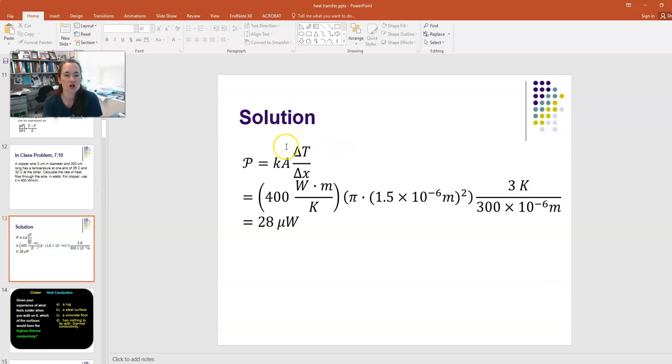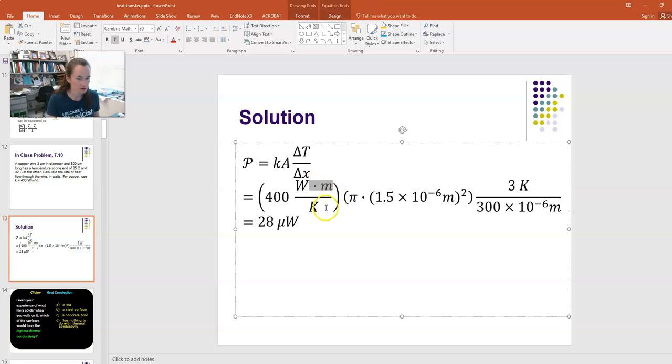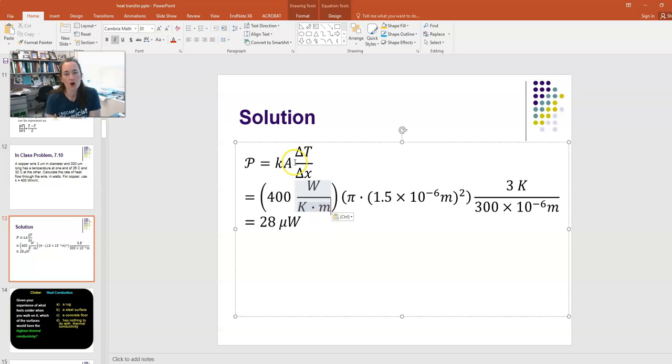Okay, so here's our equation. The power is equal to kA delta T over delta x. We're going to use that linear approximation. K here is 400 watts per Kelvin meter, right? And then the area would be the cross-sectional area. Now it's a wire that is 3 micrometers in diameter, so the cross-sectional area would be the area of a circle. That's pi r squared. Now the diameter is 3 micrometers, and so that means that the radius is 1.5 micrometers. So here we have pi times 1.5 times 10 to the minus 6 meters, squared, as the cross-sectional area.